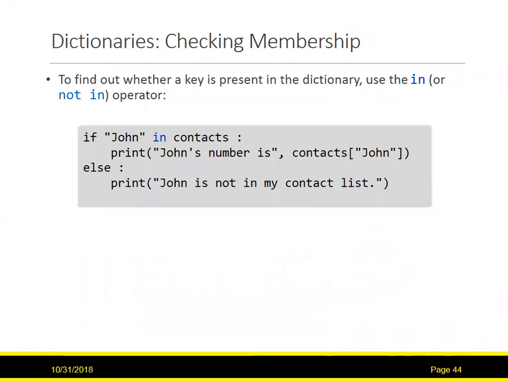We can also check if a key is in the dictionary, similar to how you check if John is in a string or if John is in a list. I believe it just checks the keys, doesn't check the value. Should probably test that real quick.